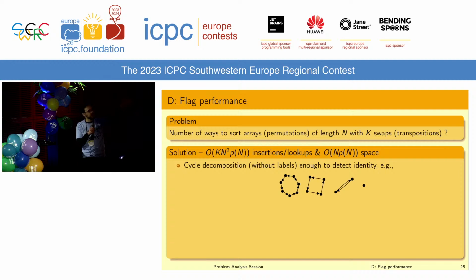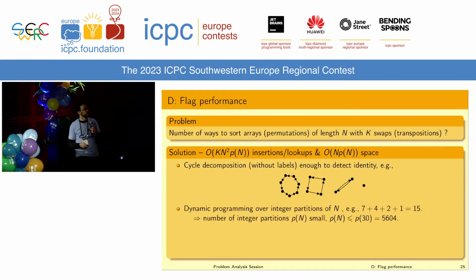And here you see that I didn't put the labels for the numbers inside, because we don't need that to know if it's the identity or not. If it were the identity, we'd just have n loops. So that's enough information to know if it's the identity.